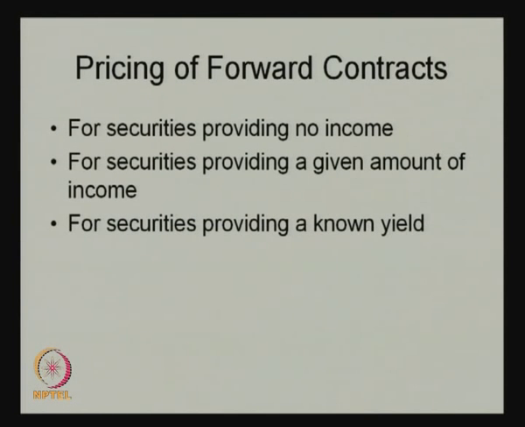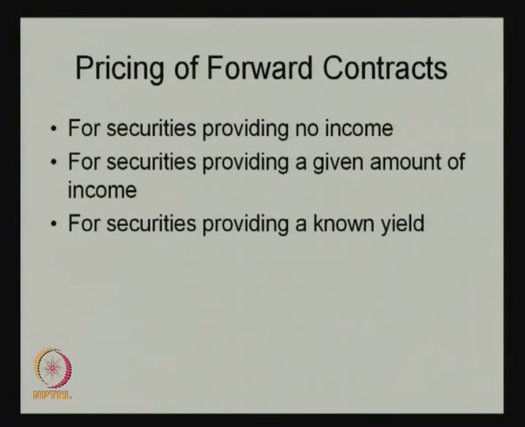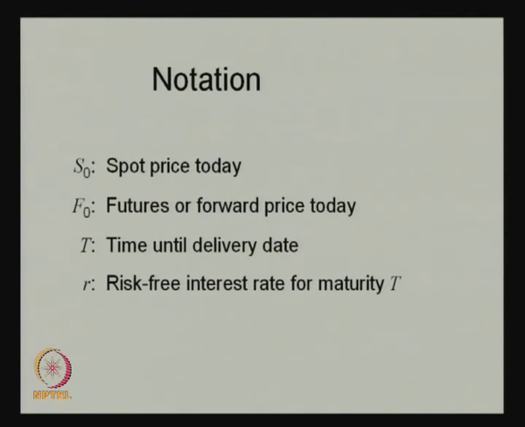Whenever we talk about the pricing of forward contracts, let us see how the pricing is done in different ways. One is for securities providing no income, another is for securities providing a given amount of income, and the third is for securities providing a known yield. Yield means the return you are going to get from the instruments you are using for investment in the financial market. Therefore, there are three conditions on which we derive the pricing of a forward contract at a particular time.